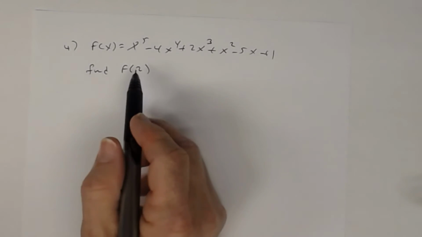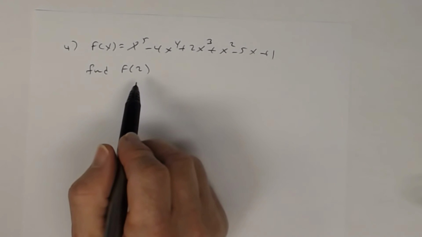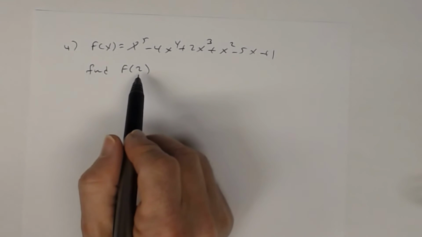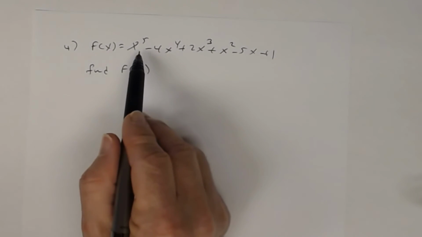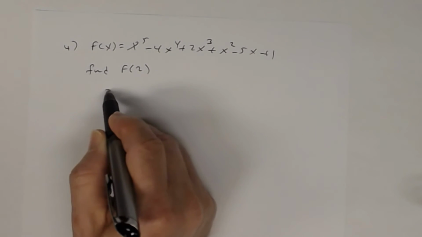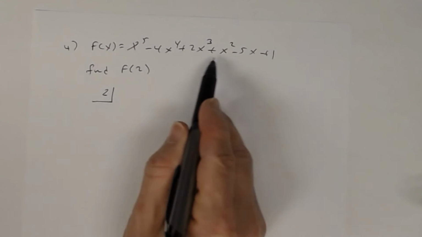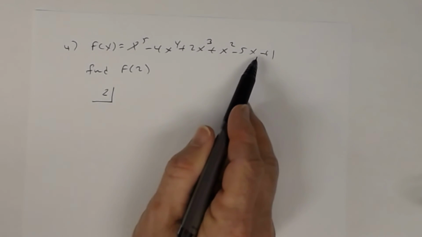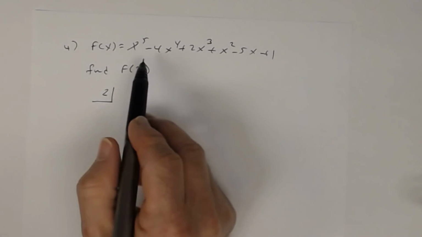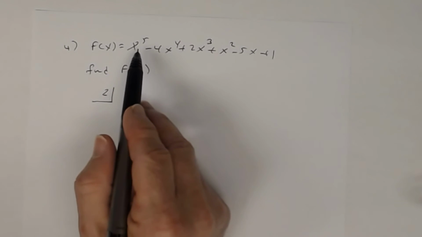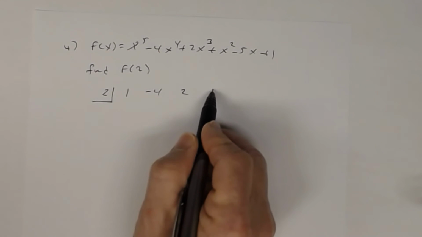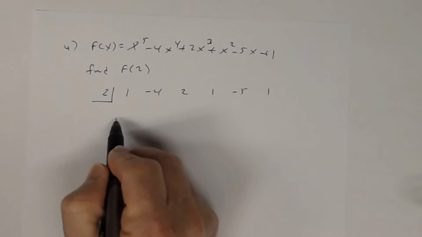All right, so I can use synthetic division and the remainder theorem because I have a polynomial, and finding f of 2 when you have a polynomial is the same as finding the remainder when this is divided by x minus 2. So I can use synthetic division. So 2, and then your coefficients. There are no missing terms: x to the 5th, x to the 4th, x cubed, x squared, x, and constant. If there were, you remember you put a 0, and just make sure it's in descending order. So 1, negative 4, 2, 1, negative 5, and 1.